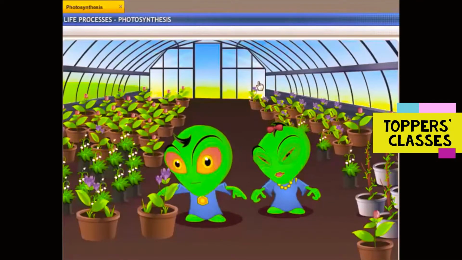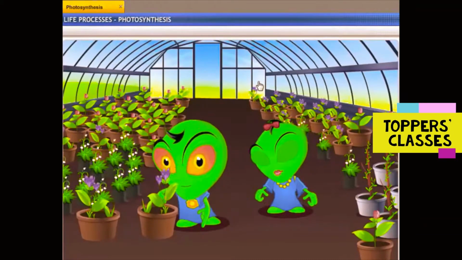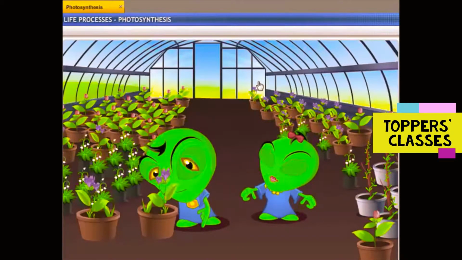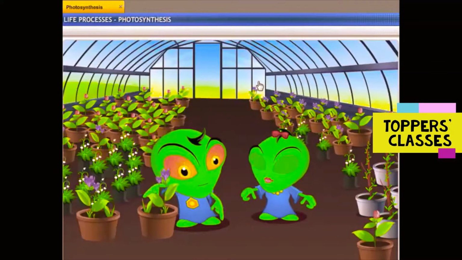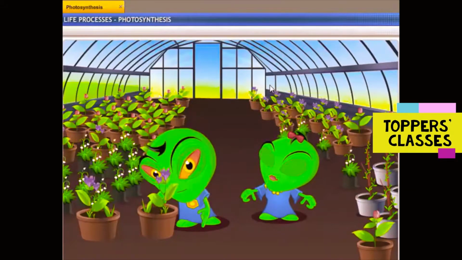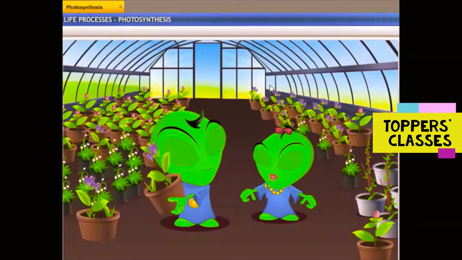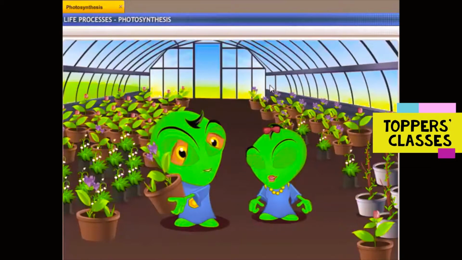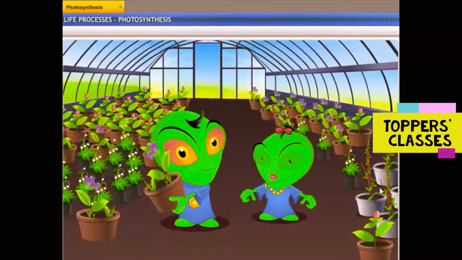It looks green, just like us. No, it's different. It doesn't have a mouth. How does it feed itself? Is it a live organism? Strange. Let's take this back with us as a specimen.